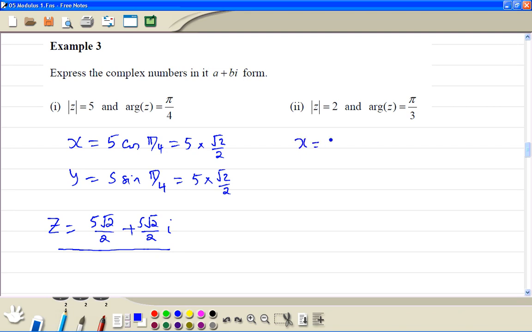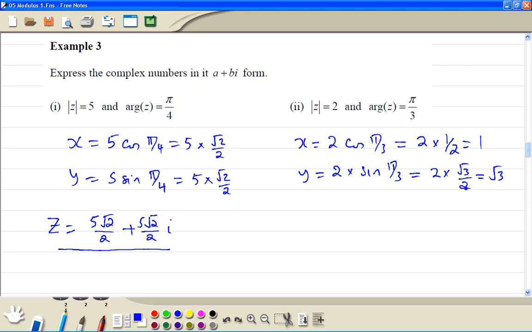For the next one, x is going to be equal to 2 times cosine of pi over 3, which is 2 times a half, which is 1. y is equal to 2 times sine of pi over 3, which gives us 2 times root 3 over 2. So that's just root 3. So therefore the complex number z is equal to 1 plus root 3 i.